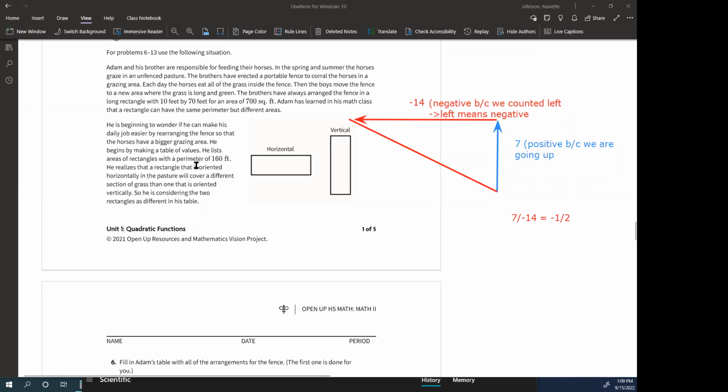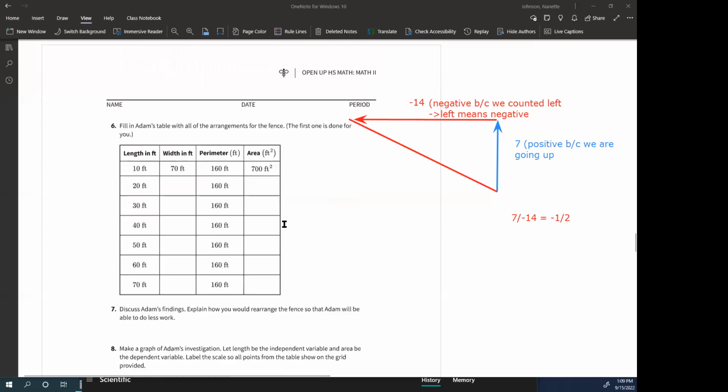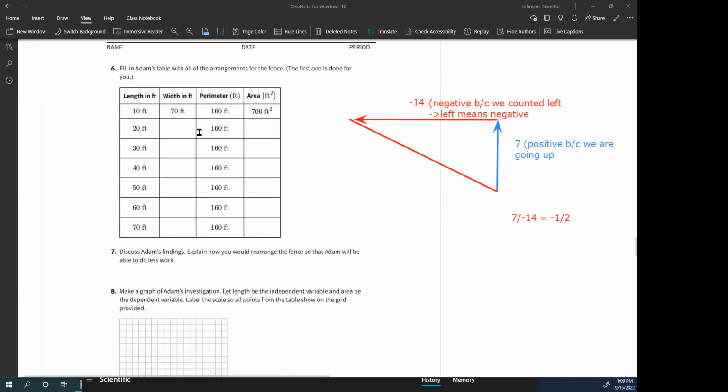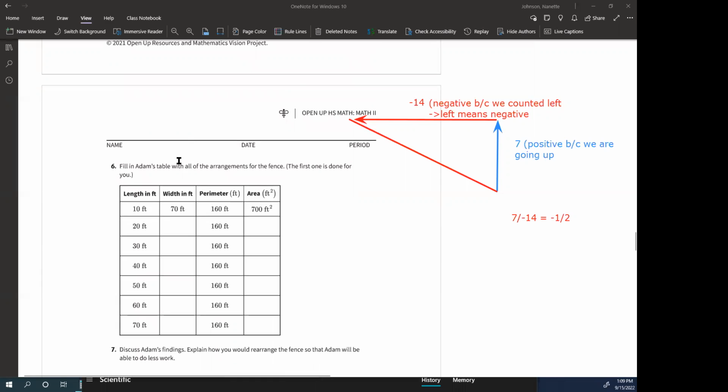And so he begins by making a table of values. He lists the rectangles with a perimeter of 160 feet. He realizes that a rectangle that is oriented horizontally will cover a different section of grass than the one that is arranged vertically. So he's considering these two different rectangles on his table. So here, when we're filling this out, just like you guys were doing earlier, you're finding all the different combinations, and you did this earlier in this lesson. What they're really asking you for is all the different rectangles that he can make.